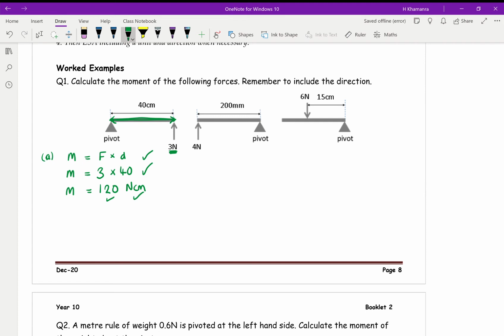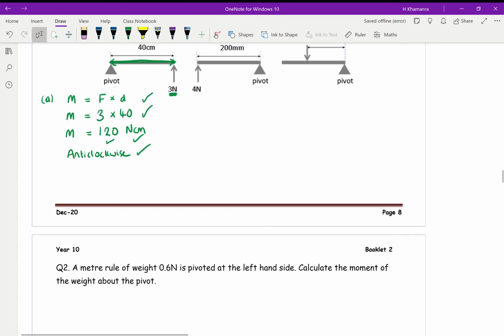And the fifth possible mark is for writing down the direction, because the question says remember to include the direction. So I would do my little trick with my pen, where I hold my pen steady at the pivot and push it in the direction of the force. And in this case, I would find that my moment was anti-clockwise. So therefore, that would be my fifth mark. Now to get the 5 marks, I need to show all that working out.